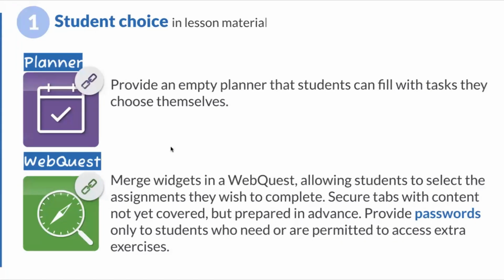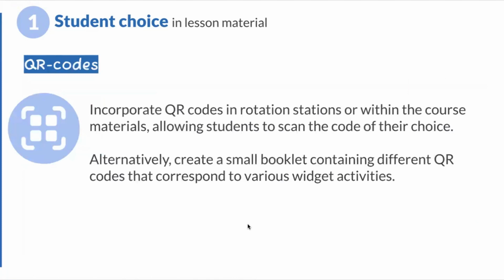So planners and web quests are great as containers of activities. If you're new to BookWidgets, the planner is very easy to use for that. The web quest might take you a little bit longer, but it's definitely worth the investment of time to create those curated collections. You could also use QR codes for rotation stations.